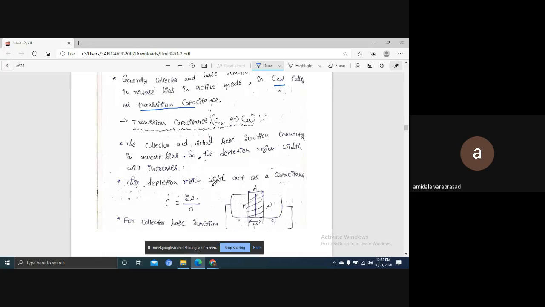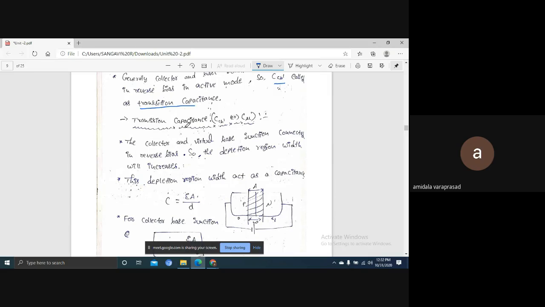Now they asked one time in a JNTUA exam: the transition capacitance C B'C and the diffusion capacitance C B'E. These two we need to derive. First I am going to derive the transition capacitance C B'C, which is also considered as C mu.